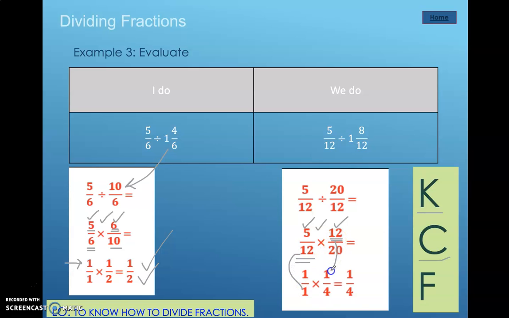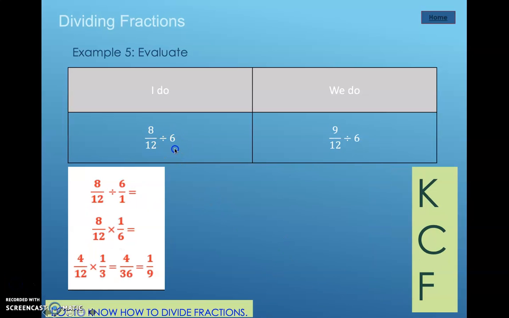I'll just show you where they become 1. And then we've got 5 and 20, which are both divisible by 5. See, 5 becomes 1. Only 20 divided by 5 becomes 4. So now we times the top by the top, which gives.